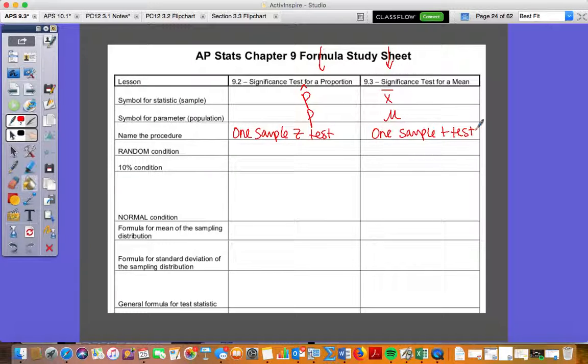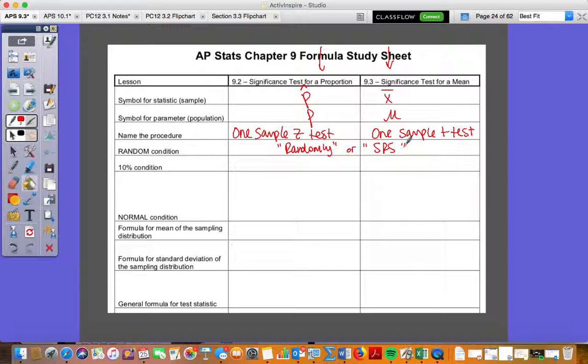All right, the random condition, what do we have to show? This is condition 1. Claudia? To show that the sample has been conducted randomly, it has to say SRS or random in the description. Nice. Randomly or SRS, and that's for both. Both are the same. Do these help you while preparing for a test? Yeah. Okay.